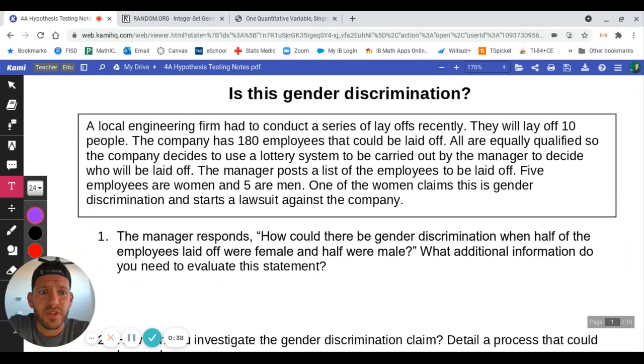The manager posts a list of employees to be laid off. 5 women and 5 men are laid off. One of the women claims it's gender discrimination and starts a lawsuit against the company. The manager responds, how could there be gender discrimination when half the employees laid off were female, half were male? What additional information do you need to evaluate this statement?